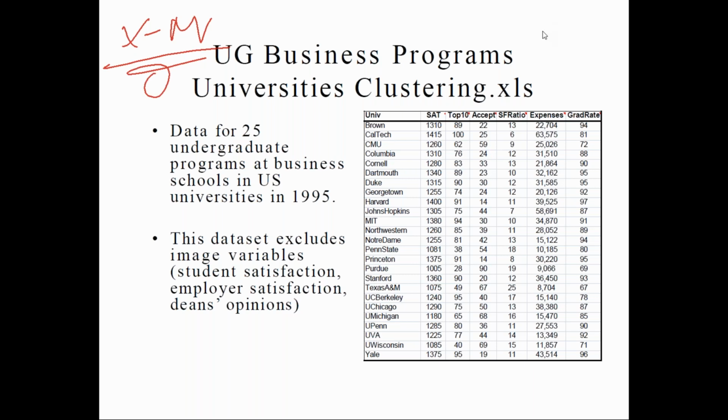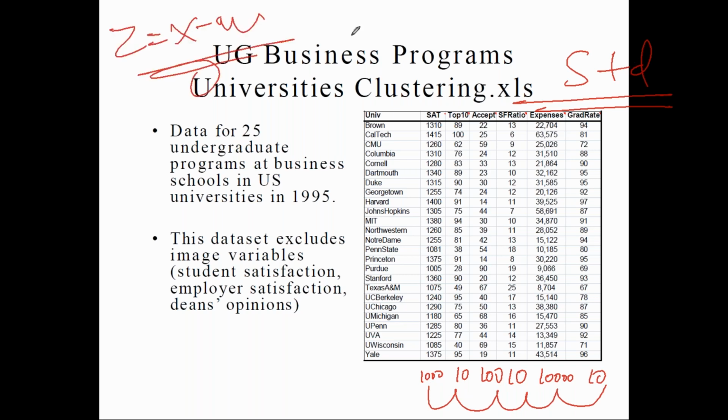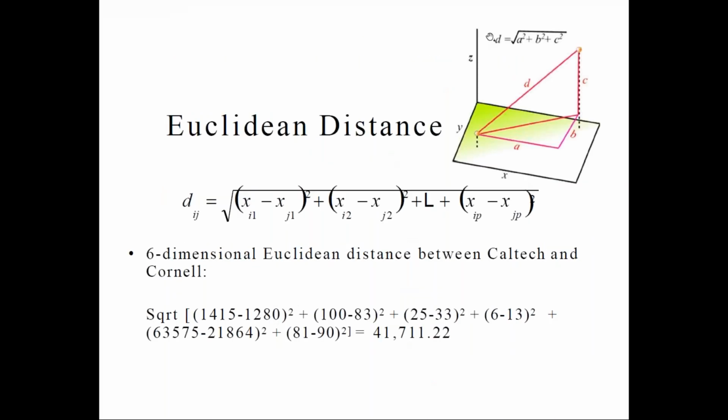Apart from that unit issue, we also have a scaling issue. See, this is in your thousands, this is in your tens, this is in your hundreds, this is in your tens, this is in your 10,000s, and this is again in your tens. If you have a scaling issue, again you should go for standardization. The standardization formula is x minus mu divided by sigma. So in this data, we need to go for standardization. I'm going to reduce all these values into standardized values, then calculate the distance.